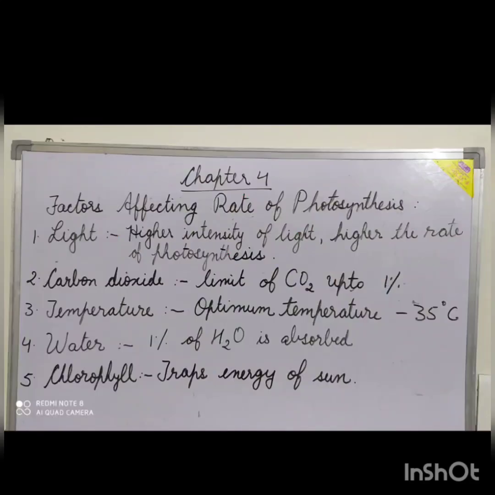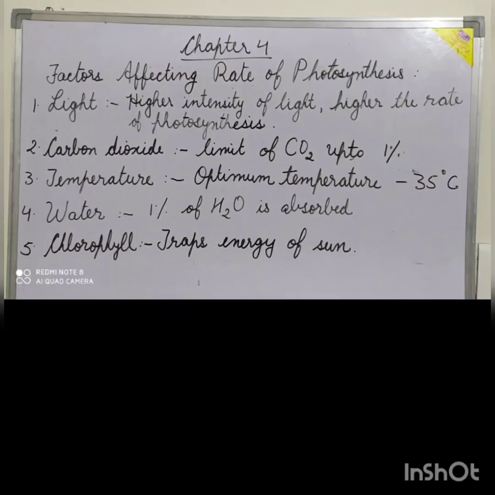The factors affecting the rate of photosynthesis. Light. Light is a very important factor for photosynthesis. The higher the intensity of light, higher the rate of photosynthesis. When the light is dim, the rate of photosynthesis decreases. Sun is the main source of light energy. However, artificial light is also effective in photosynthesis, but it should be of required intensity.